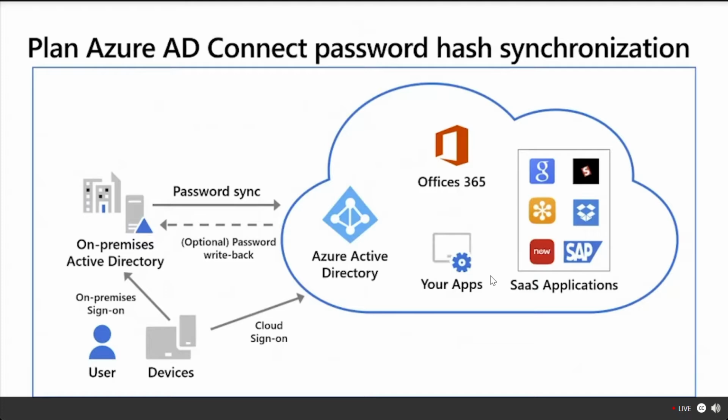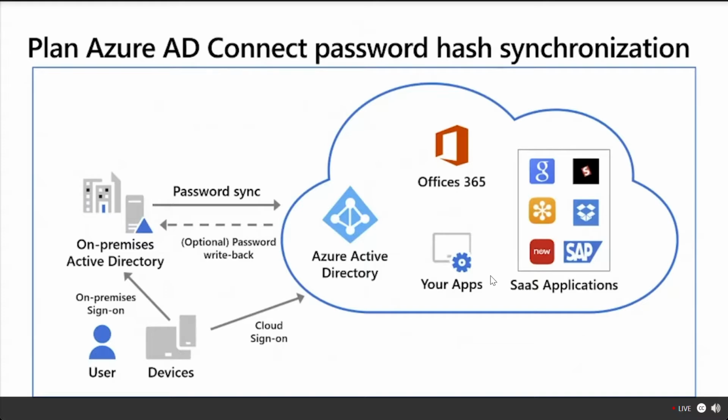You can use PHS together with password write back to enable self-service password reset in Azure AD. Also, you can enable seamless SSO for users on domain-joined machines that are on your corporate network. Azure AD Connect also is providing an ongoing account synchronization all the time while it's checking for changes in Active Directory domain services in your on-prem environment, and then forwarding those changes to Azure AD.